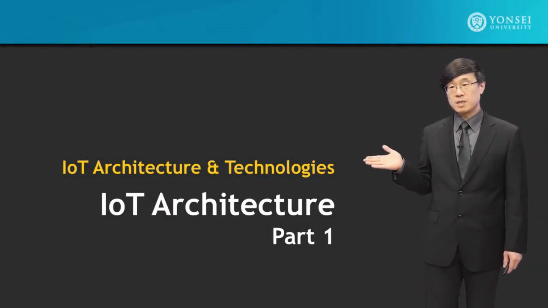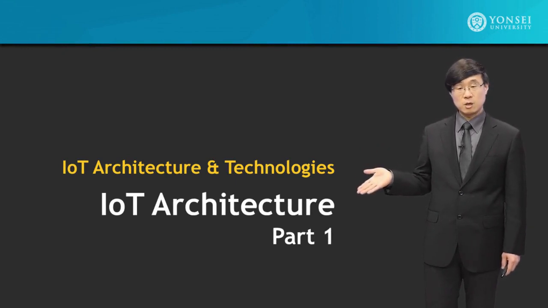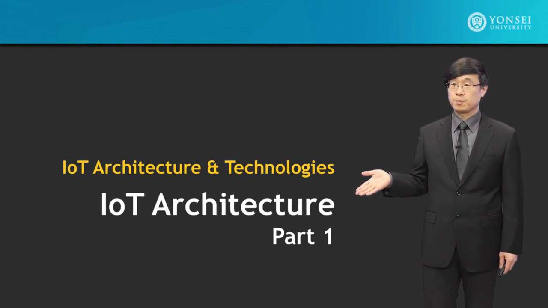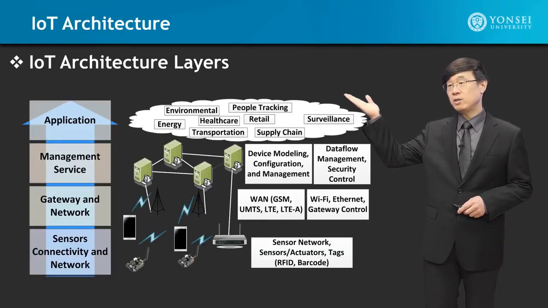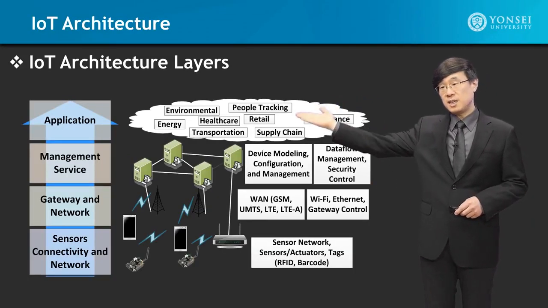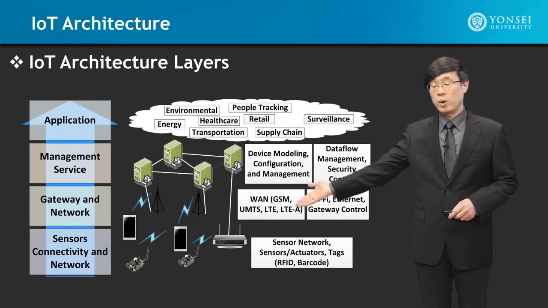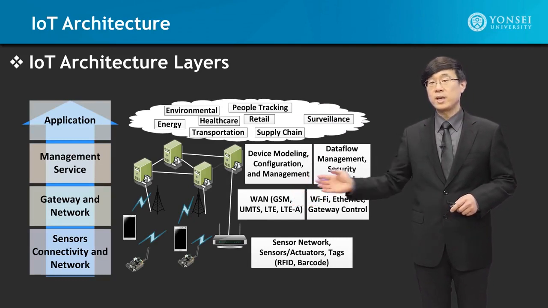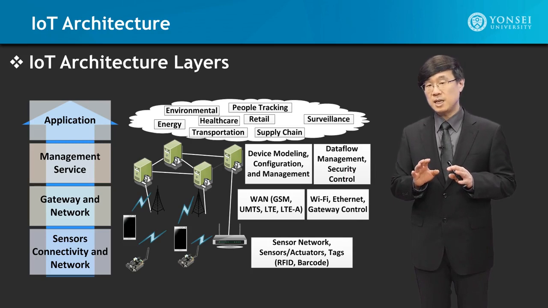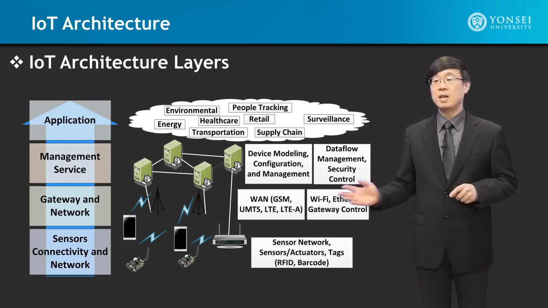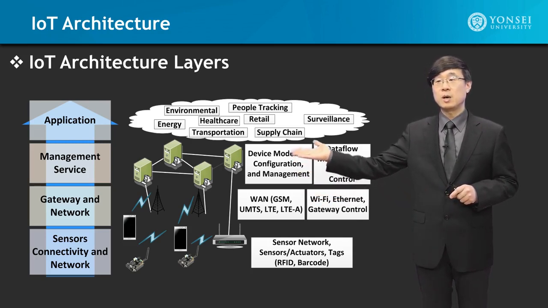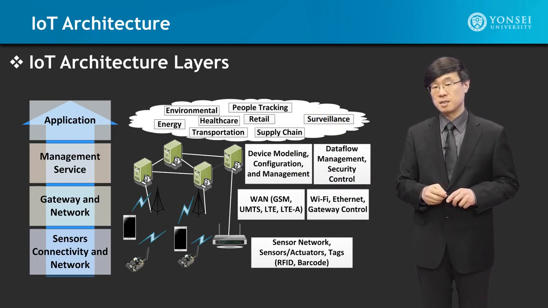This module is about IoT architecture and technologies. First, I'll start with IoT architecture. Looking into the IoT architecture layers, you can see a type of division where the bottom parts are where we have the more fundamental techniques such as sensors and networking technology, moving up to management. Overall, at the top is where the applications exist.